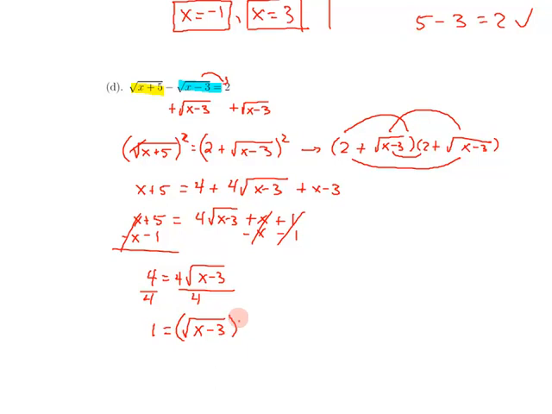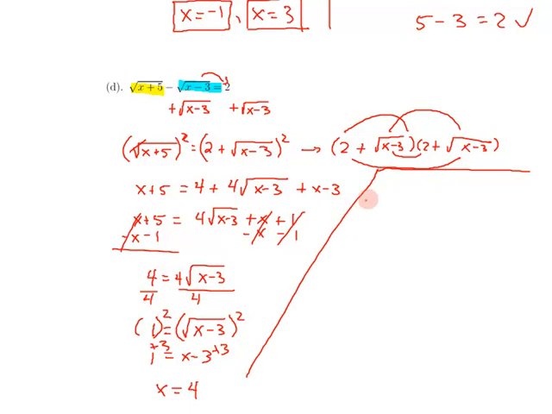The radical is by itself, so now I can square both sides. I have 1 is equal to x minus 3. Add 3 to both sides, and x is equal to 4. Okay, now I'm ready to check.